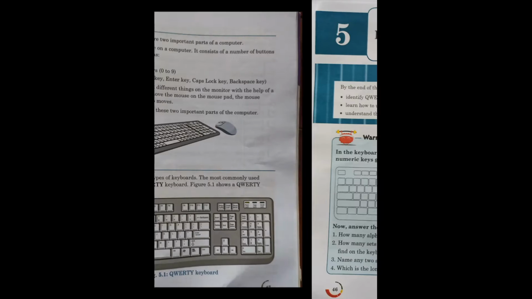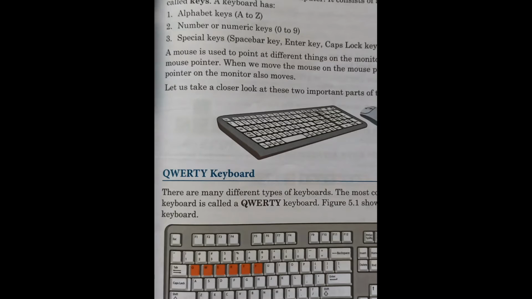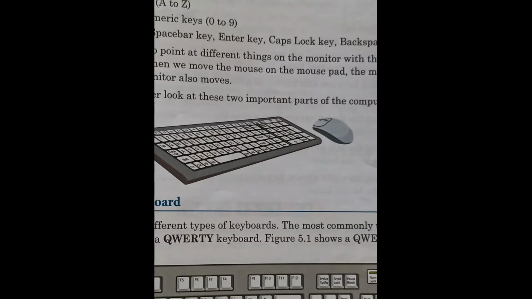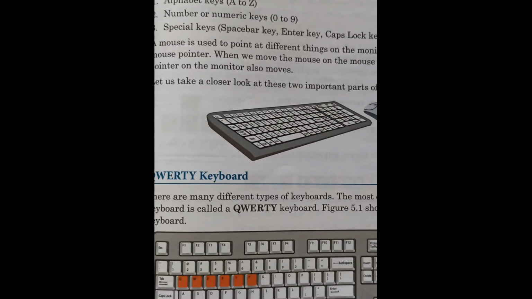Now page number 47, introduction. A keyboard and a mouse are 2 important parts of a computer. A keyboard is used to write on a computer. It consists of a number of buttons called keys.